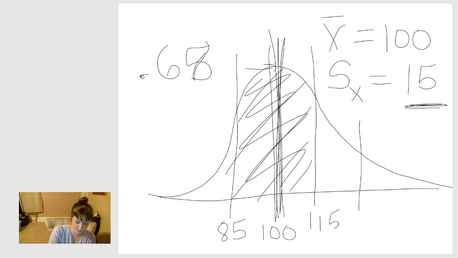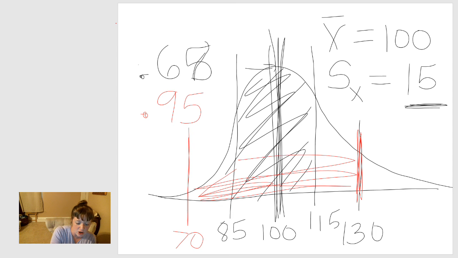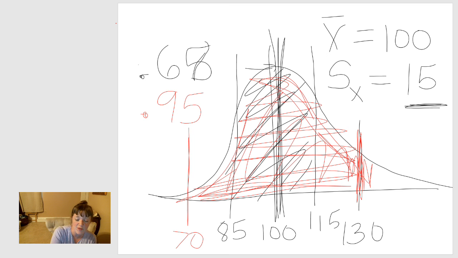2 standard deviations away above would be 130. Two standard deviations away below would be 85 minus 15, which would be 70. And Gauss figured out that 95%, or a proportion of 0.95 of all the people, will be somewhere between an IQ of 70 and 130. And this is going to be true for all normally distributed variables. 95% of the cases will be between the score that is 2 standard deviations above, in this case 130, and the score that is 2 standard deviations below, in this case 70.